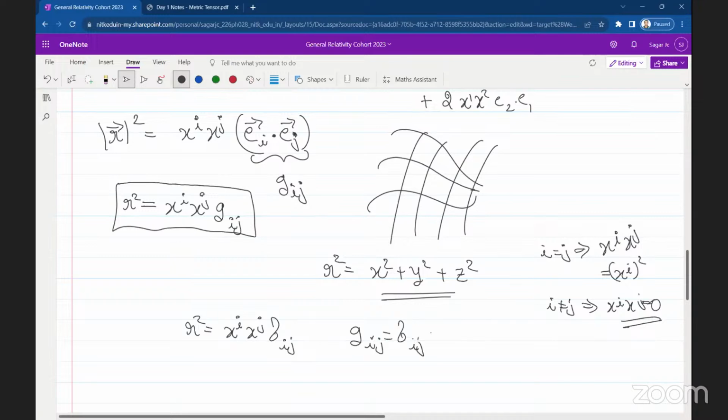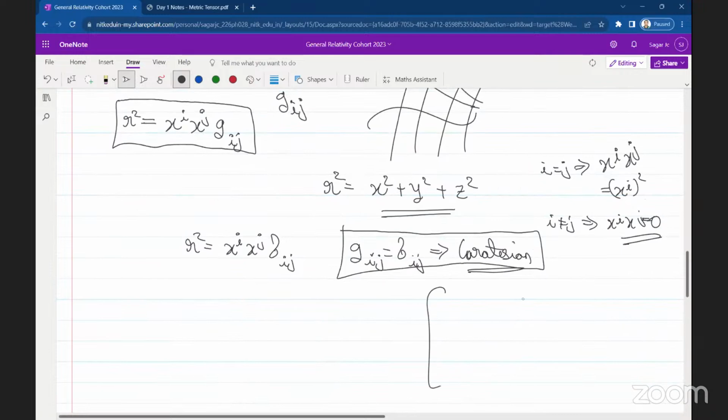delta ij. For what coordinates? It is true only for Cartesian coordinates. So for the Cartesian coordinate system, we know what the metric tensor is. It is just the Kronecker delta, or this identity metric or identity matrix. This is the metric tensor for Cartesian coordinates. But for other coordinates, it will not be just identity.